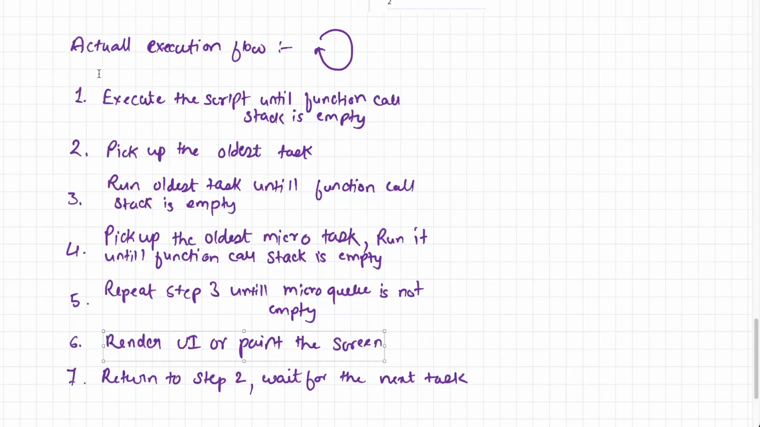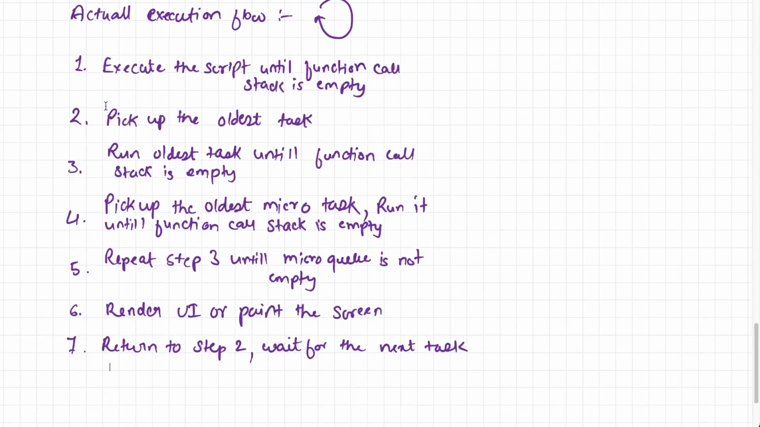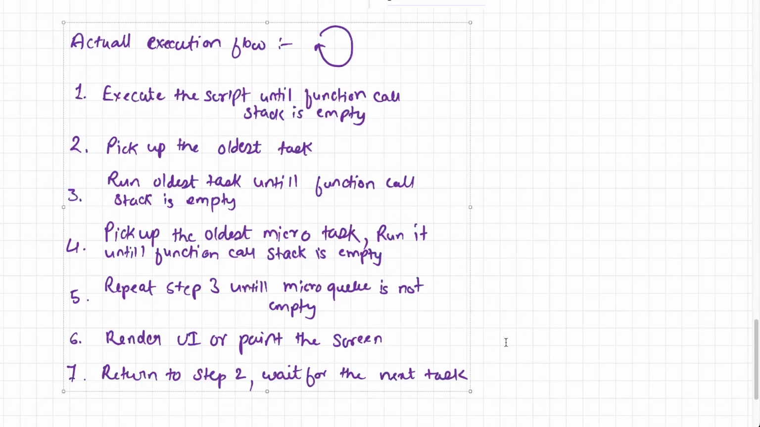So basically there are 4 responsibilities of the main thread, which is under the agent. Okay. The first responsibility is to execute this script. The second one is to pick up the oldest task and execute it until the function call stack is empty. The third responsibility is to execute the oldest Microtask, run it until the function call stack is empty, and repeat this step for all the Microtasks present in the queue. And the fourth responsibility is to render the UI. And after this step, the main thread is going to repeat from step 2. And what is step 2? Again looking for the oldest task in the task queue. So this is the actual execution flow of the JavaScript runtime.